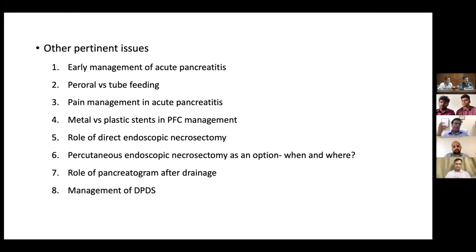So what diet will you suggest? Sir, easily digestible low-fat diet or liquid diet we can suggest. Yeah, any comment on that? What diet? Low-fat diet.